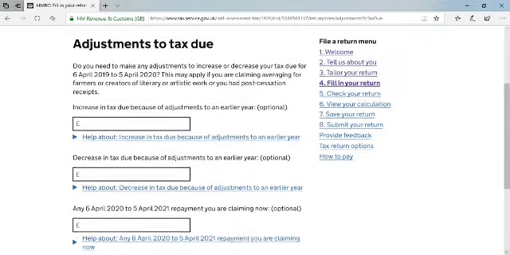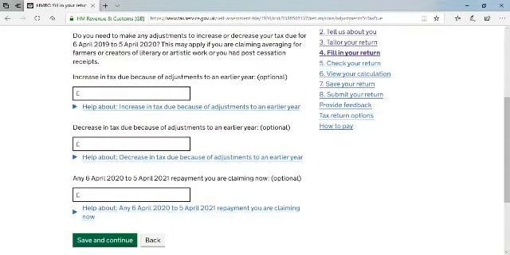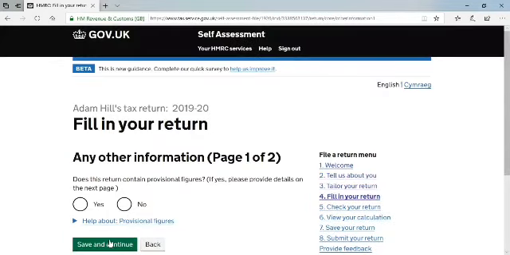Adjustments. Again, this adjustments page you can ignore. They're all optional questions. Save and continue. Does the return contain any provisional figures? In our case, no. We know the salary we received. It's from our P60, and we know what dividends we've received into our bank account. So they're not provisional. They are final figures.